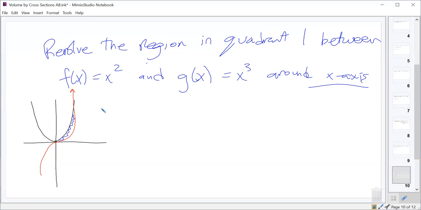The origin, (0, 0). And they also intersect up here at the point where x squared equals x cubed, right? What x value is that? x equals 1.